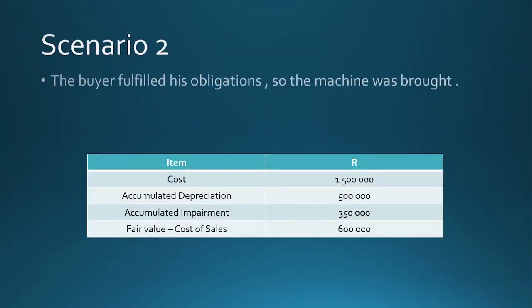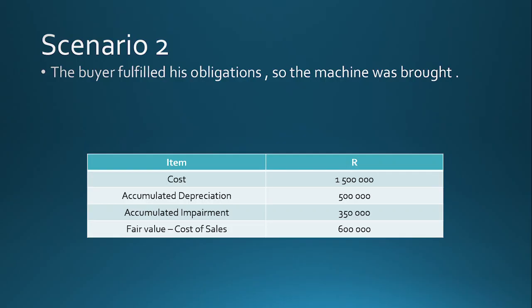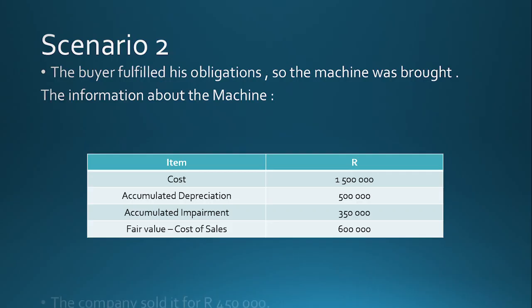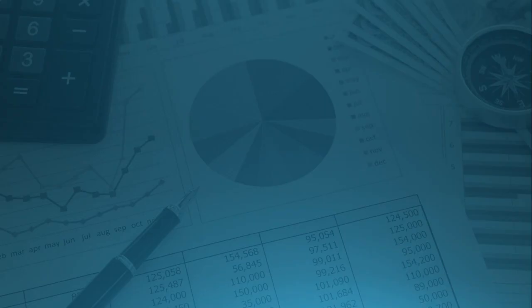Now, let's look at scenario two. Let's say the buyer did fulfill his obligations, and they paid for the asset and bought the machine. Here we're given the information about the machine. The cost of the machine is 1.5 million, the accumulated depreciation is 500,000, the accumulated impairment is 350,000, and the fair value less cost of sale is 600,000. Now, the company sold it for 450,000.